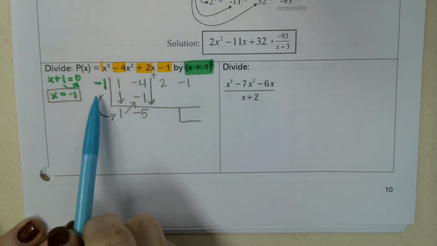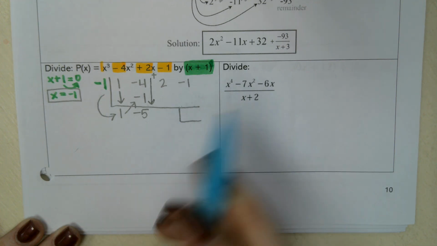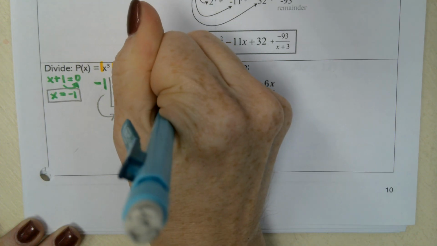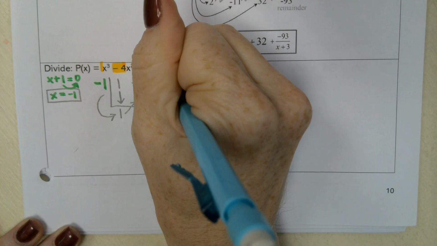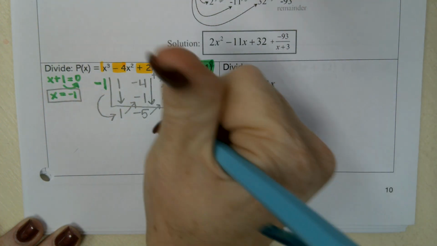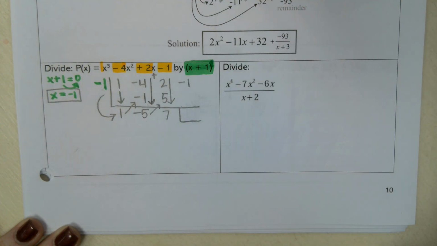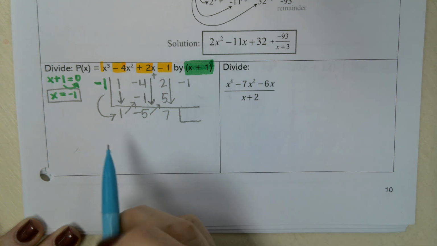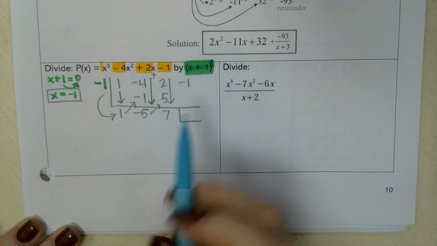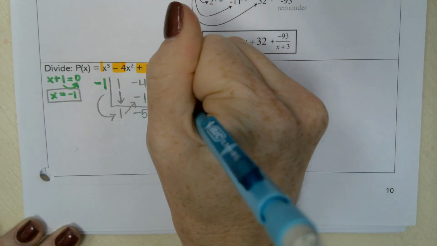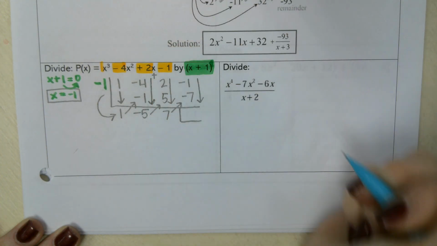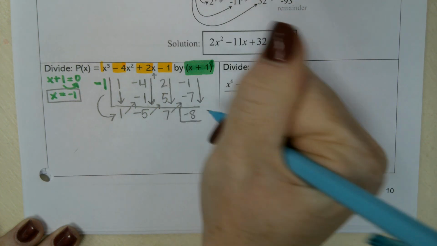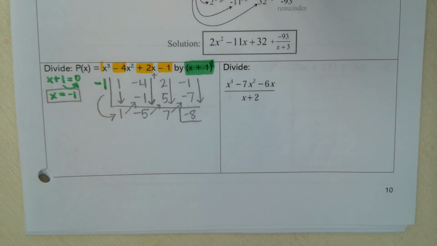So next, you're going to multiply -1 times -5, which is +5. And then we're going to add those numbers together and we get 7. Then I do -1 times 7 and I get -7. And then we add one last time and I get -8. Okay?